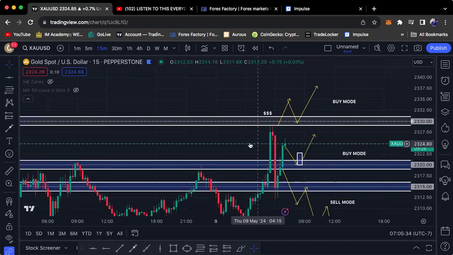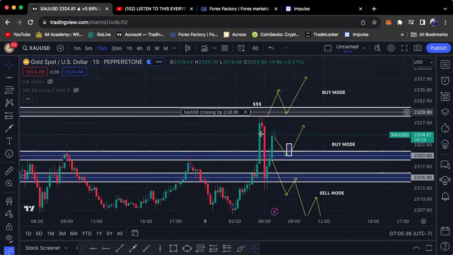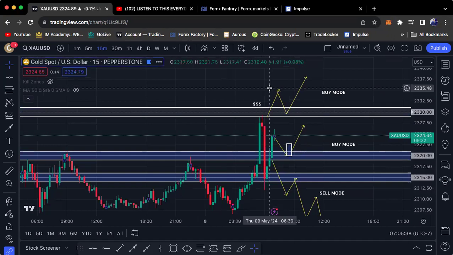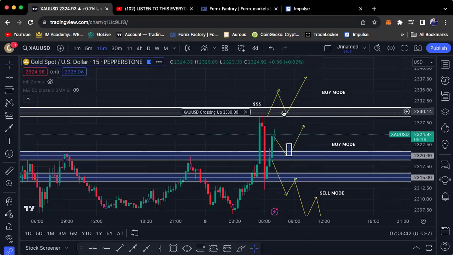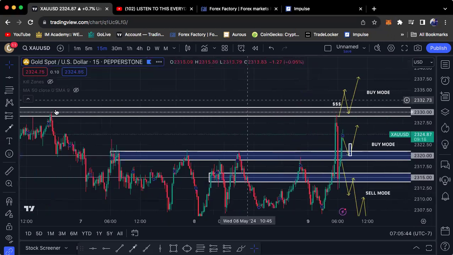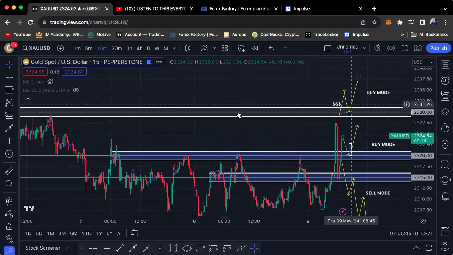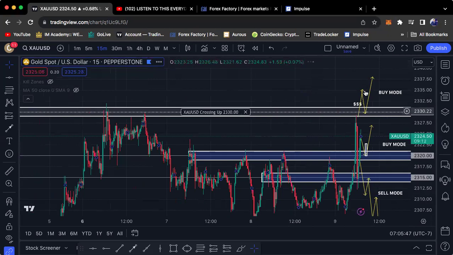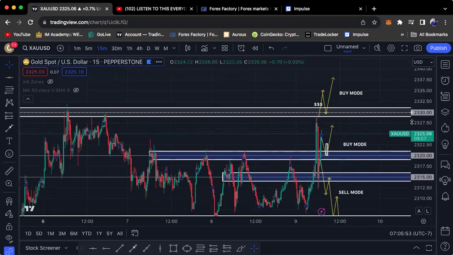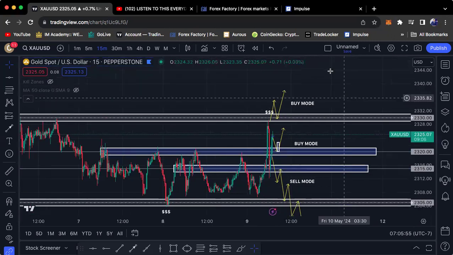But if it fails to do that, and instead creates new higher highs, breaks above this, creates a new higher high, come back to retest. Because why? Because resistance now becomes a support. Take a buy up. Does that make sense?